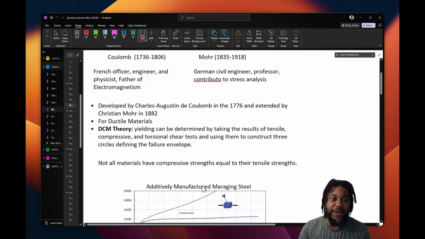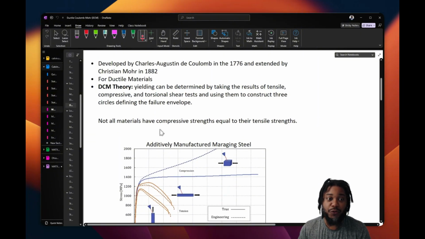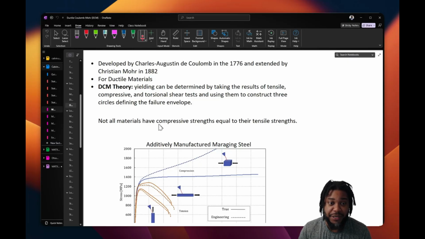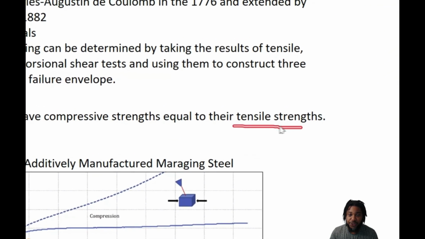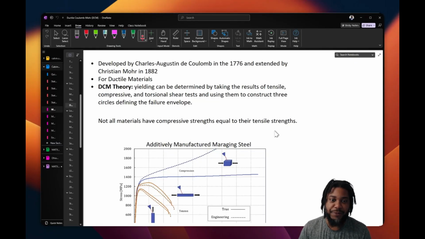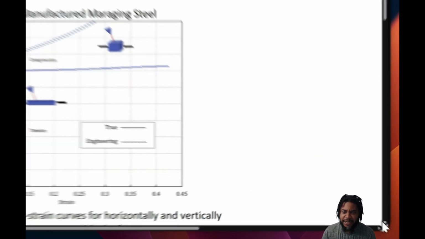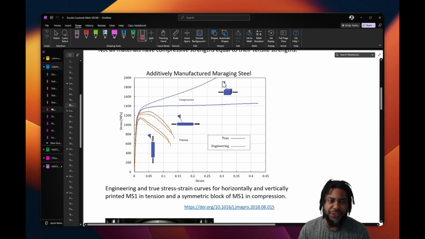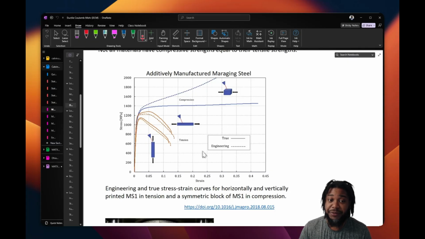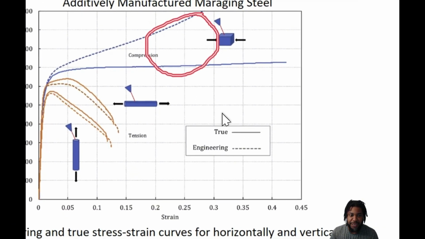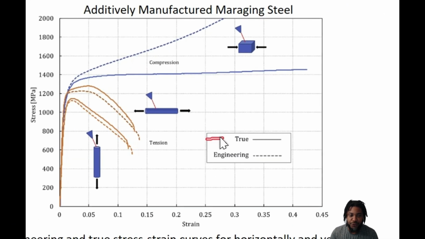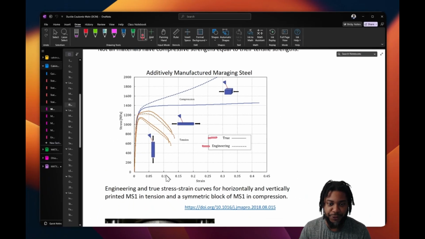Now, this theory is most useful for materials that exhibit tensile-compressive asymmetry. That means when the compressive strength of a material is not equal to the tensile strength. For example, here we have a plot of an additively manufactured maraging steel. For this steel, tests were done in tension and tests were done in compression. And we are given both the true and engineering stress-strain curves here.